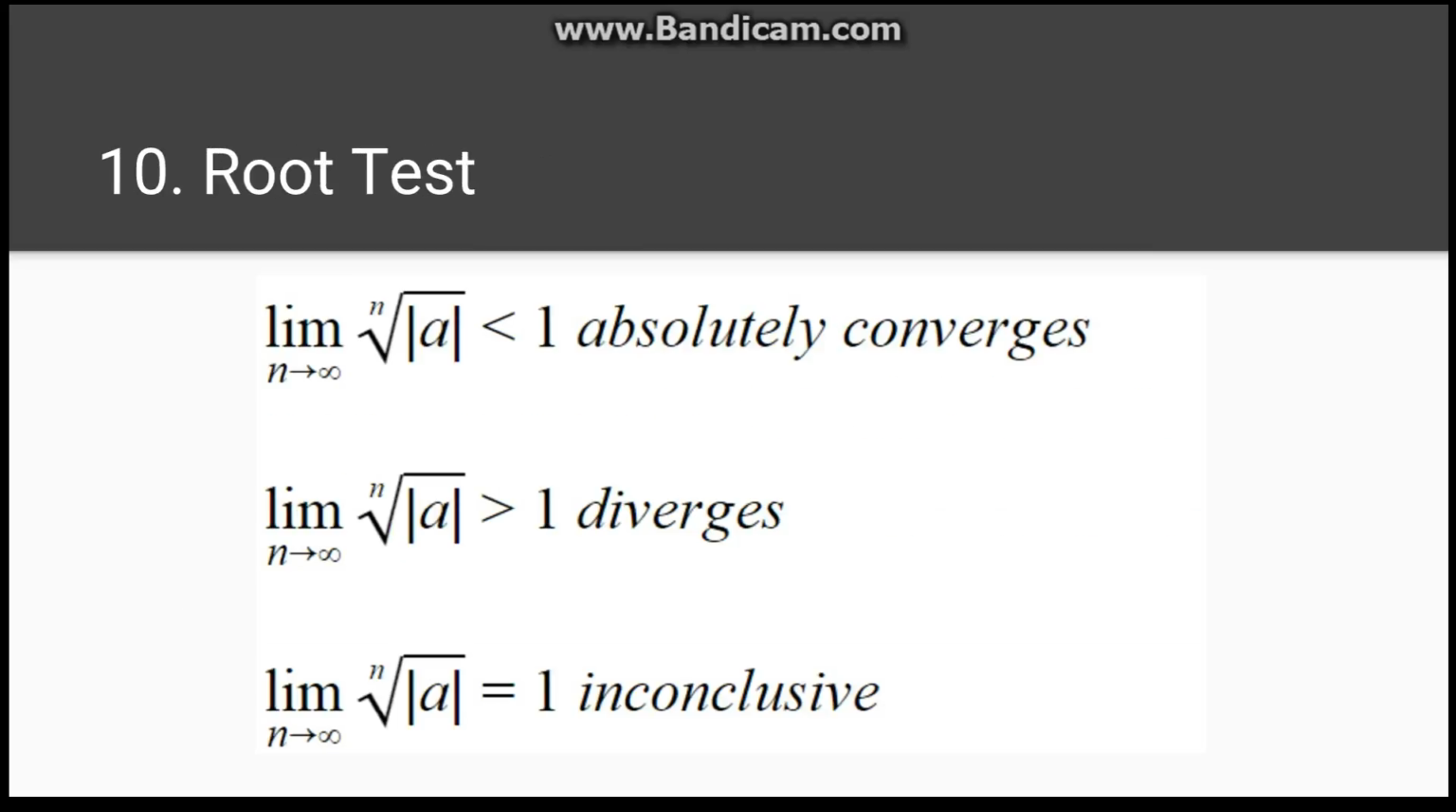So our next test is the root test, in which we have 3 conditions. The first condition is where the limit as n goes to infinity of the nth root of the absolute value of a sub n is less than 1, then it absolutely converges. If this limit is greater than 1, then it diverges. And if the limit is equal to 1, then it's inconclusive.